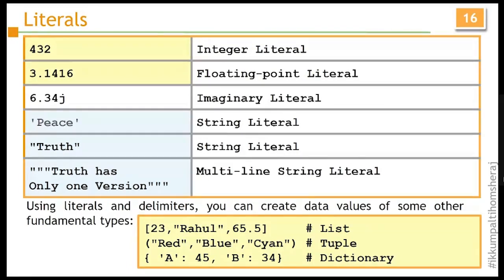Then in this one, a very important literal is missing. That literal is true and false. Now, true and false can be a literal and a keyword at the same time, right? True and false come in the category of keywords, and at the time when we are assigning them to something, they turn into literals. A literal is, in a way, a constant value.